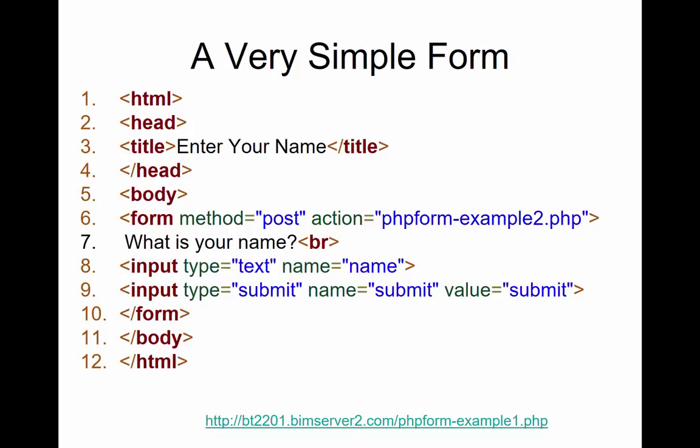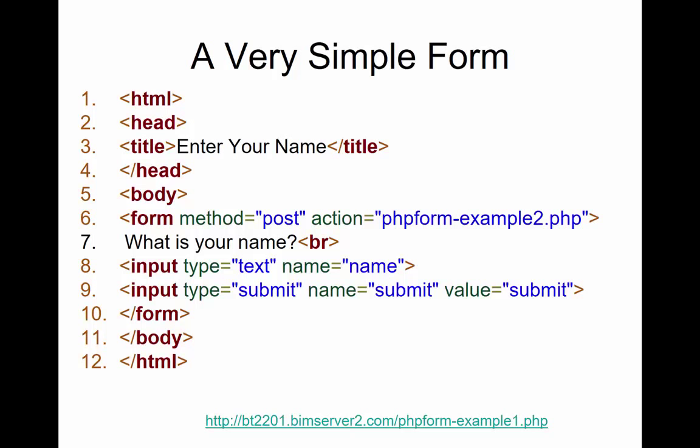Okay, line 7. The form name is 'What's your name?' Yeah, it's not really the form name, it's just what we show to the visitor. What does BR do? Is that a new line? Yeah, a new line. So with the BR, the text box is under 'What's your name?' Without the BR, the text box would be next to 'What is your name?'